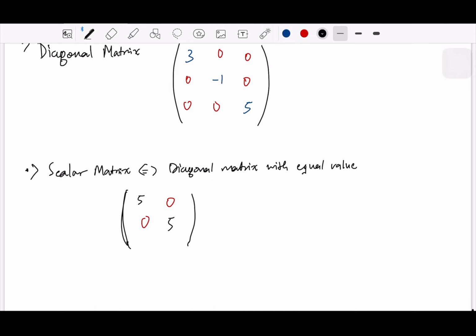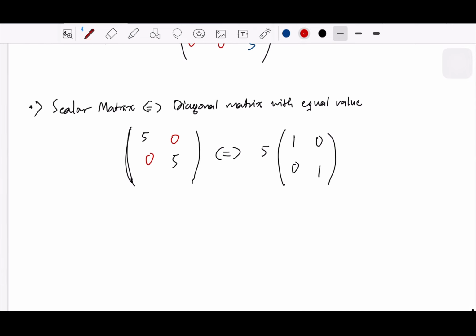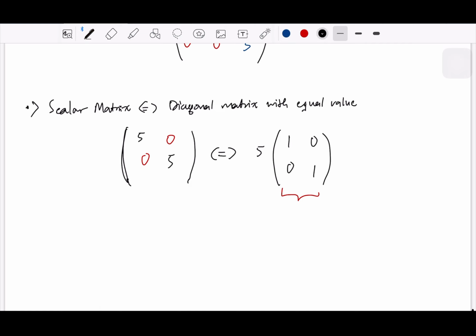Why do we call this a scalar matrix? Because we could take 5 out and say this is 1, 1, 0, 0. The 1, 1 here, we call an identity matrix, another part of our special matrices. So in general, when we have 1, 1, and then, not sure how many zeros here, but this is all 1, 1, 1.